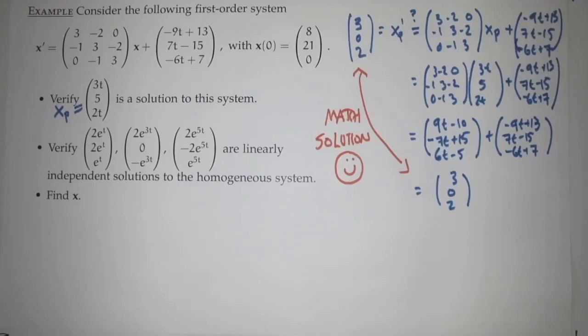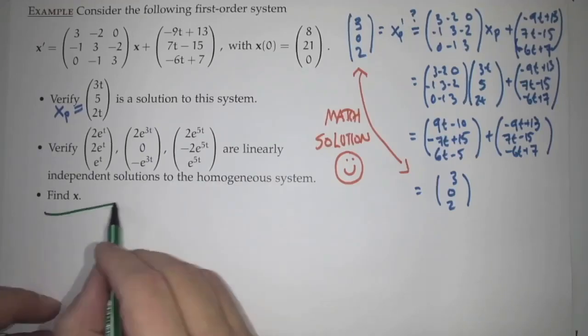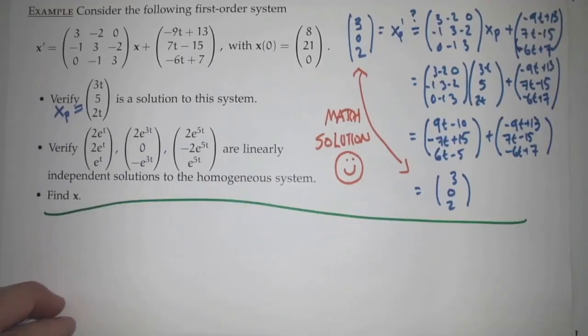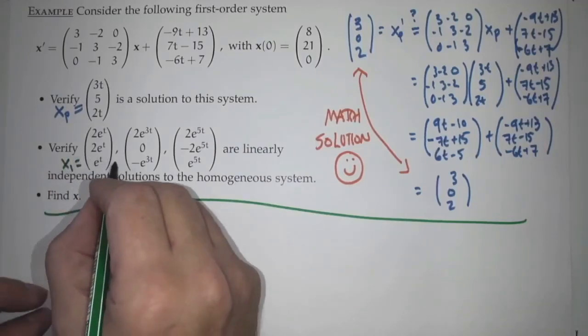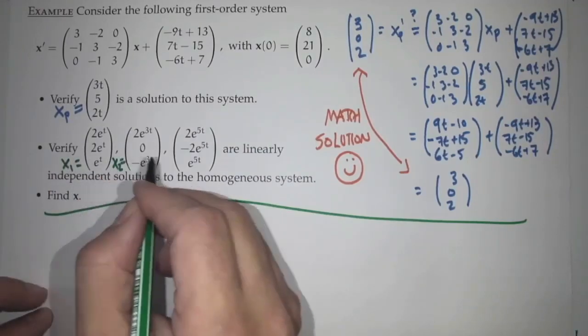Verify that these are linearly independent solutions to the homogeneous system. I suspect we're going to need a second page, maybe a third page. All right, well, which one should we do first? Verify that they're solutions or verify they're linearly independent? You want to do linearly independent? Okay, so let's give these names. We'll just call them the unimaginative names x1, x2, x3.